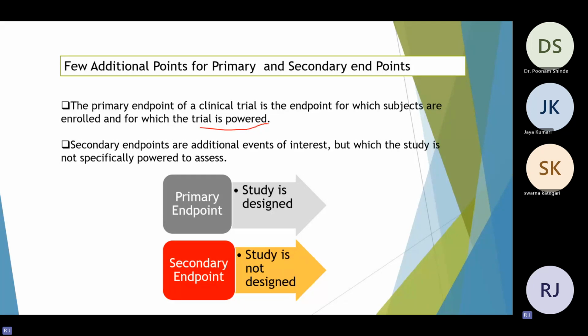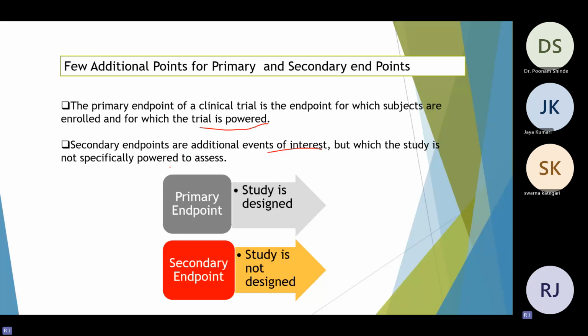See, secondary objectives are our additional questions, right? The whole trial cannot be designed for secondary objectives. The trial generally is designed for the primary objective only, for the primary endpoints only. And secondary endpoints are additional events of interest.